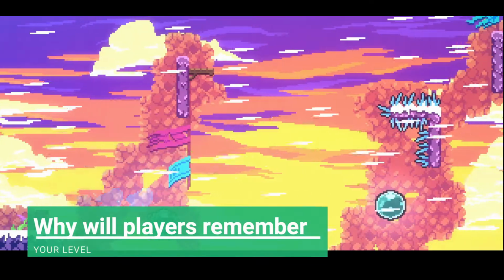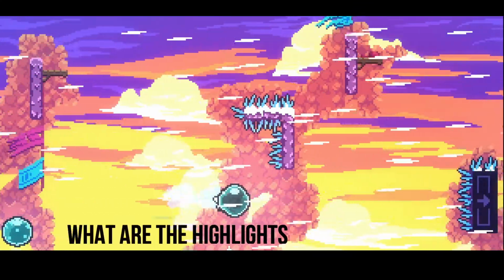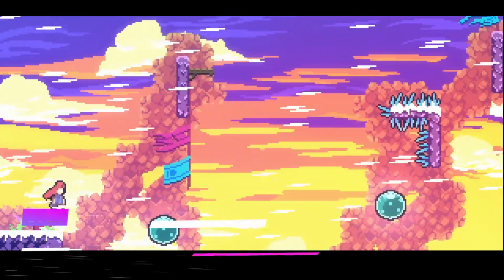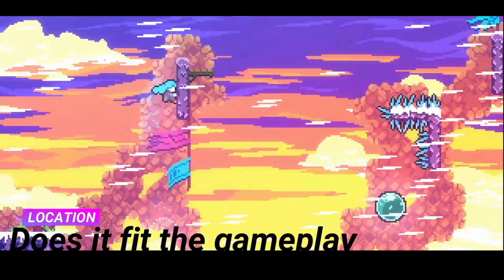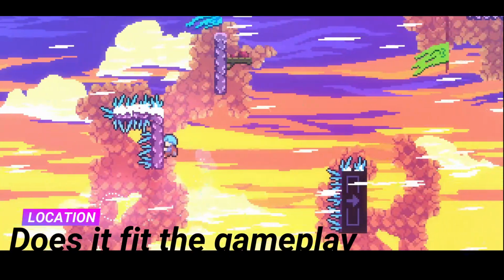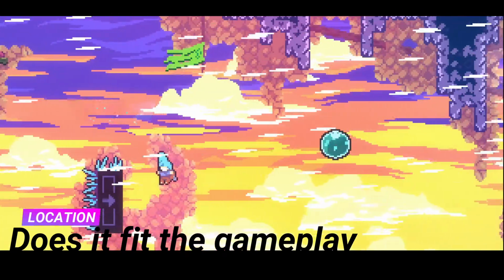Why will players remember your level? What sets your level apart? What are the highlights that will leave an impact on the player? Does the location fit the gameplay? If the level is focused on long-range sniper combat, then having it take place indoors with tight corridors is not really going to work.